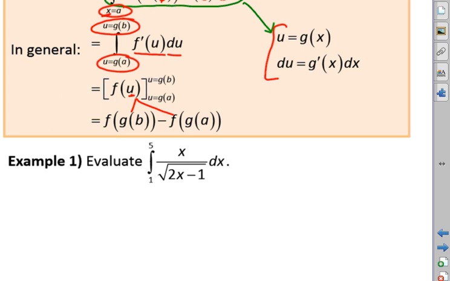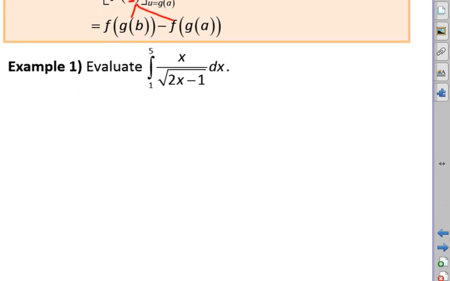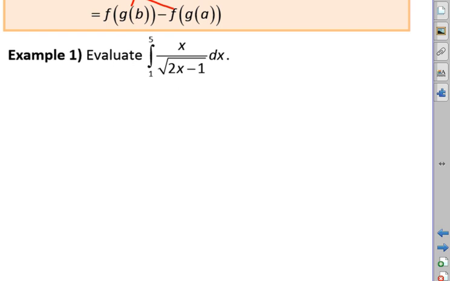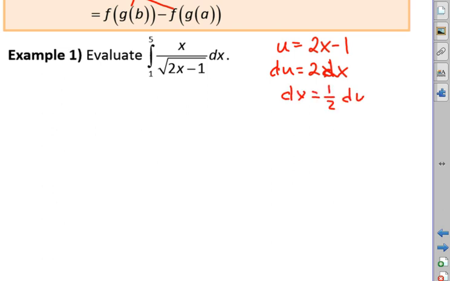So let me show you how this works. Looking at example 1, we would do the regular u substitution like we did in the last video. So u would be the inner function 2x minus 1. Then du would be 2dx. And then we see that dx would equal half of du, but I still have this x to account for, and so we have to solve for x. So 2x would equal u plus 1, so x would equal 1/2 of u plus 1.